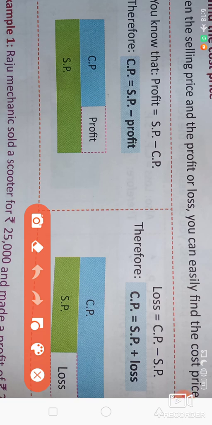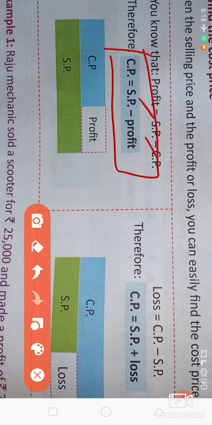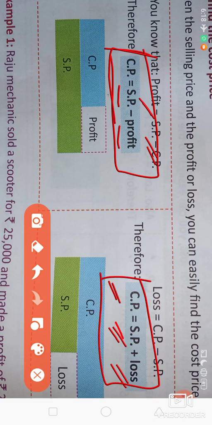Now 2 ways to find CP. When selling price is given and profit is given, how will you find cost price? Selling price minus profit. Similarly, when loss is given to you and selling price is given to you, how will you find cost price? Cost price is equal to simply selling price plus loss. So 4 formulas we have seen.